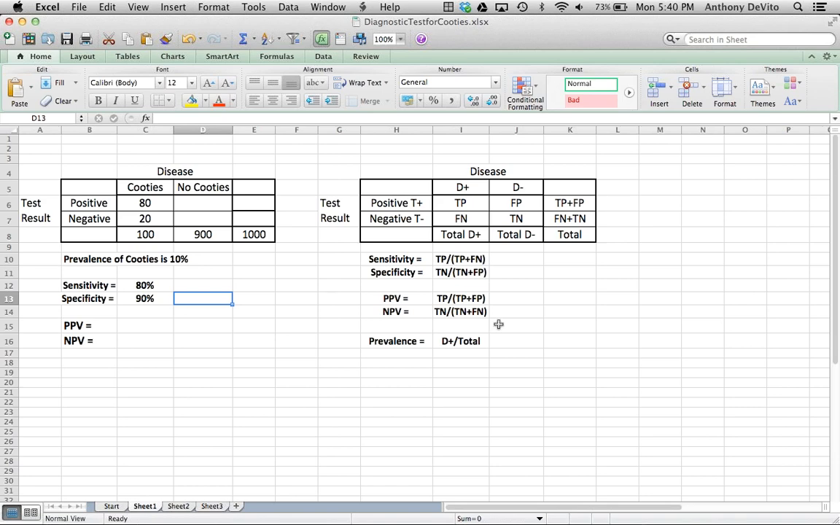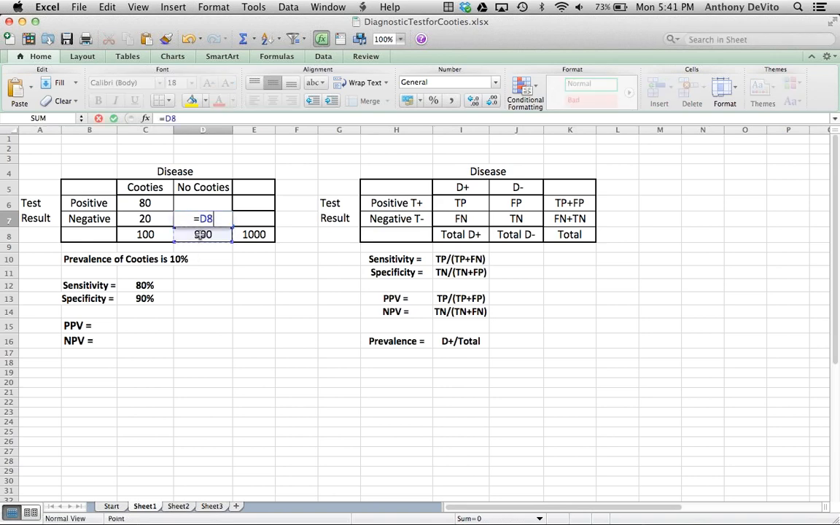That means it's going to miss 20 people also, because sensitivity is not 100%. Similarly, if we have 900 people that don't have the disease, then we know the specificity is 90%. So we know that 90% of the time it'll be right at identifying people that don't have the disease. In other words, saying they're negative.